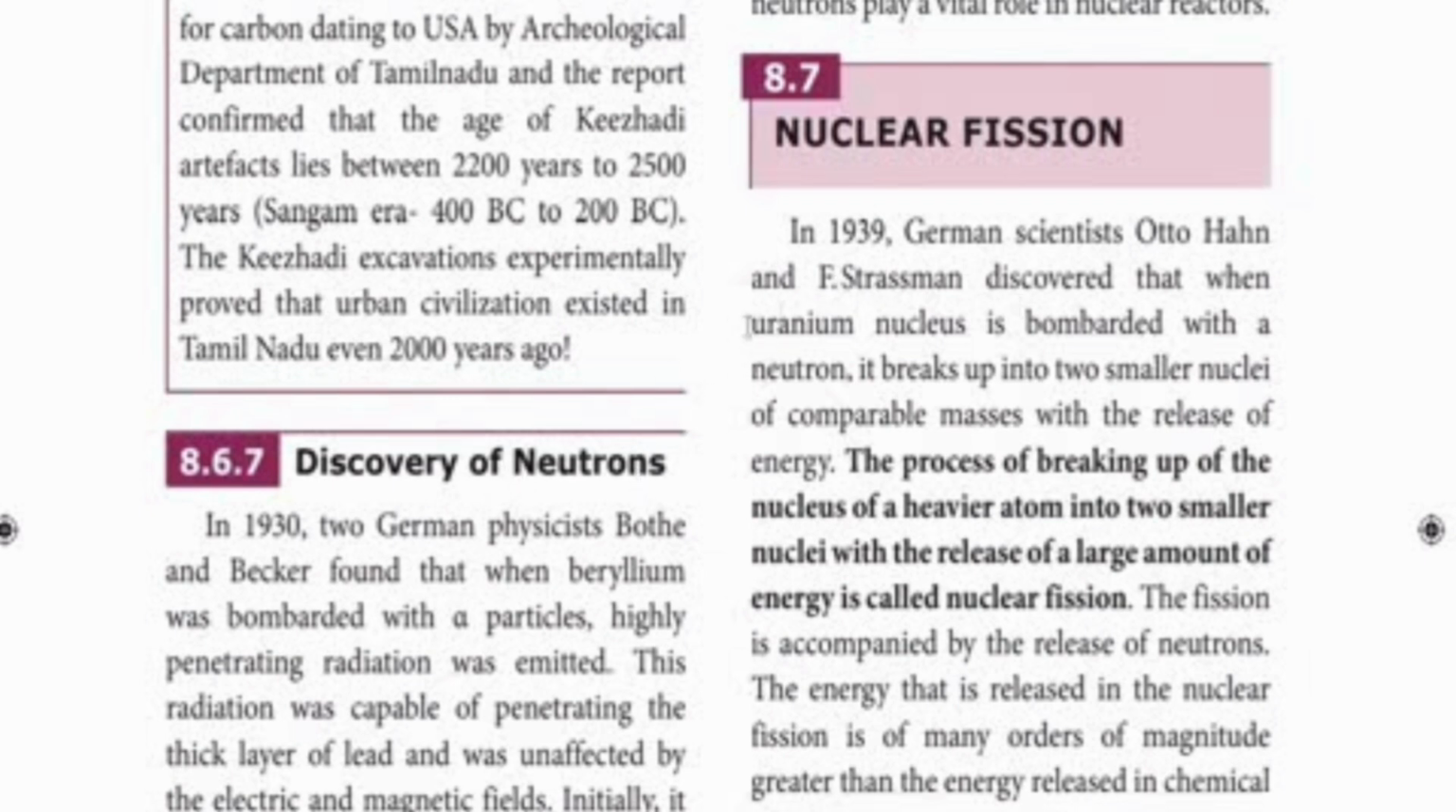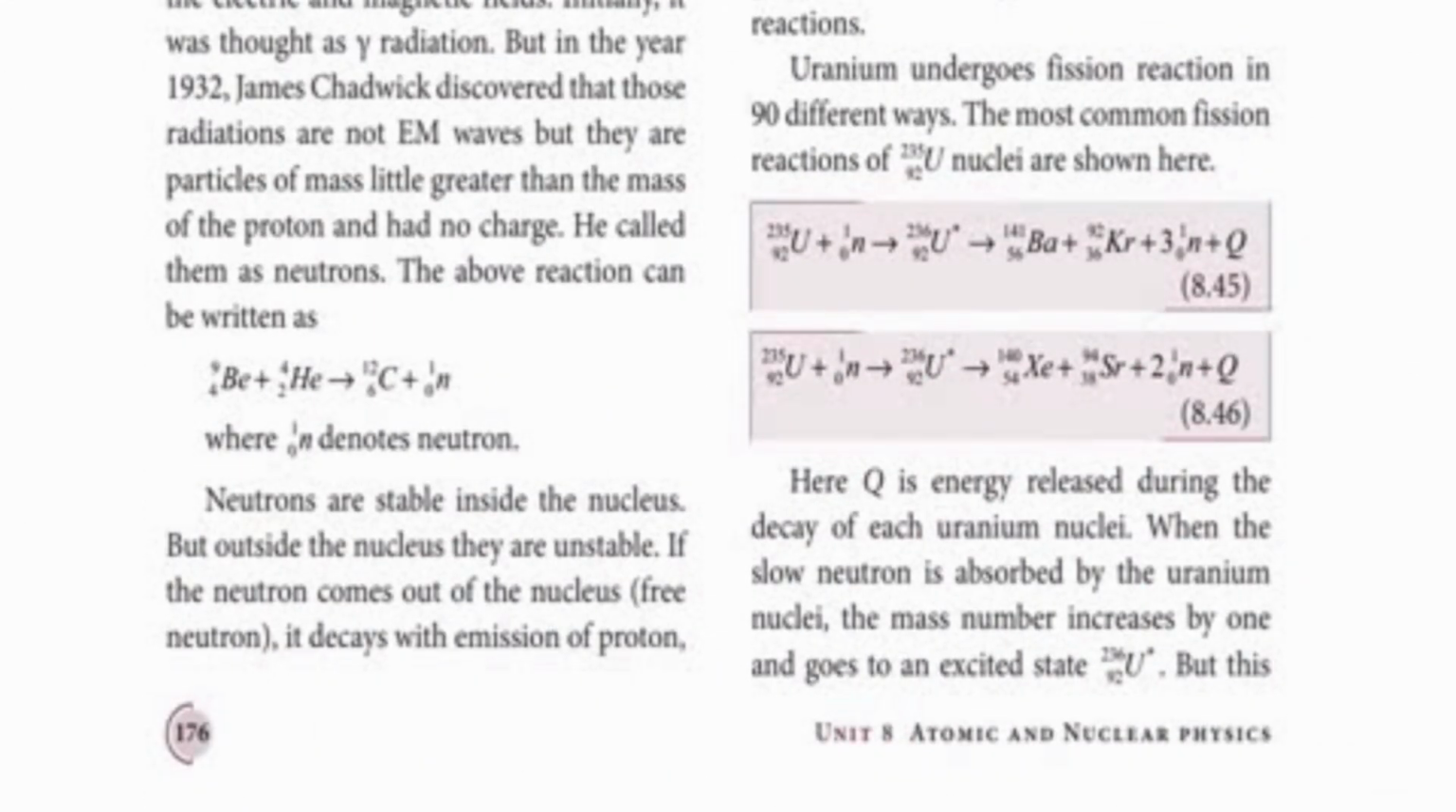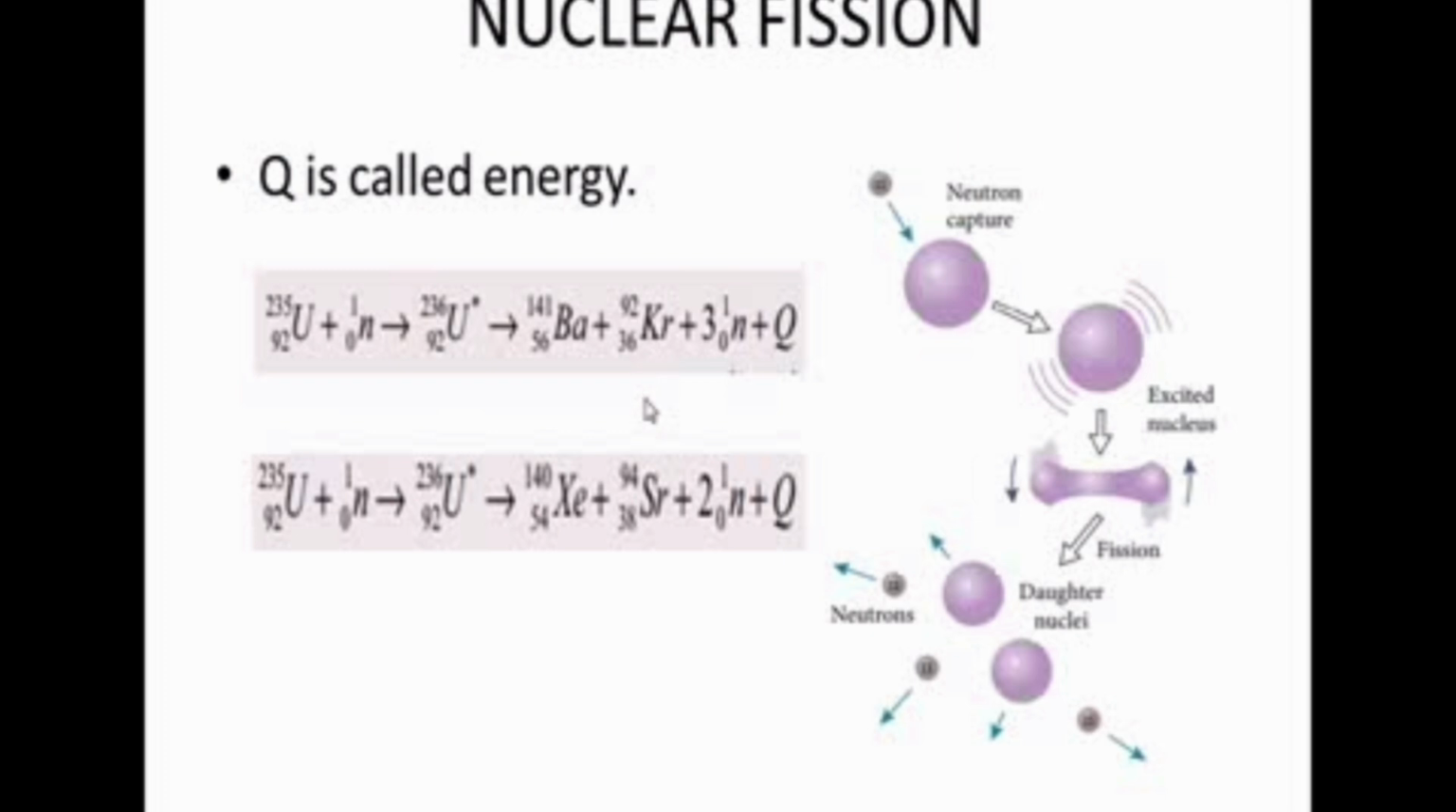Nuclear fission is a very important reaction. You already studied it in the 10th lesson. In 1939, German physicists Otto Hahn and Strassmann discovered the nuclear fission reaction. Nuclear fission is the process of breaking up a heavier nucleus into two lighter nuclei, releasing a large amount of energy. Nuclear fission has different types of reactions, nearly 90 types, but usually only two types are studied.